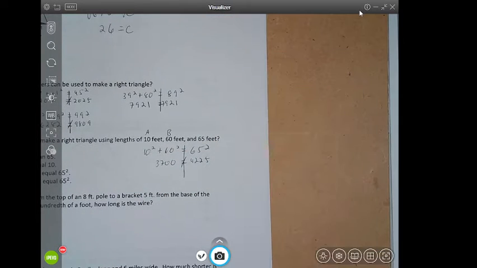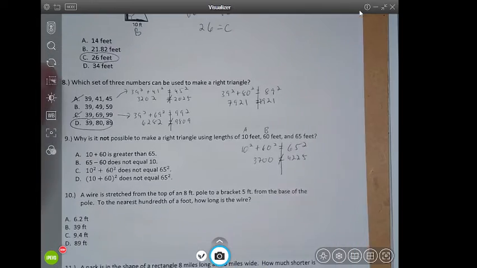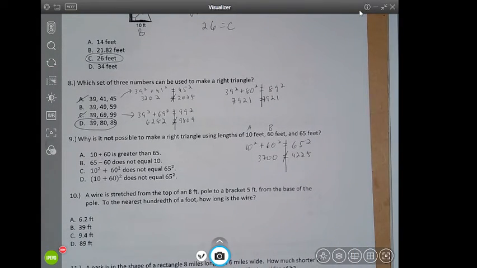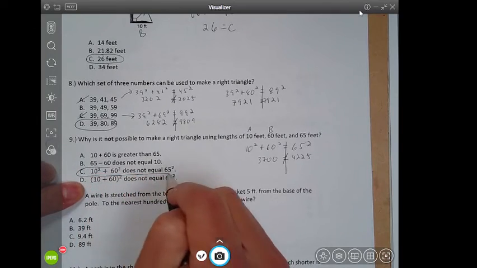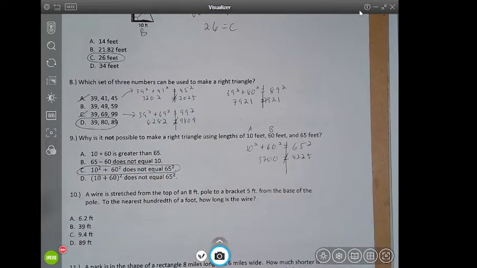Let's take a look at our options. 10 squared plus 60 squared does not equal 65 squared. This is the one we're looking for. That's what we just did to test it.